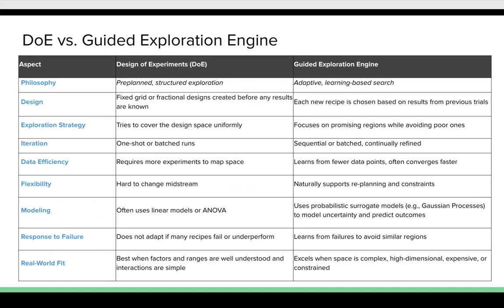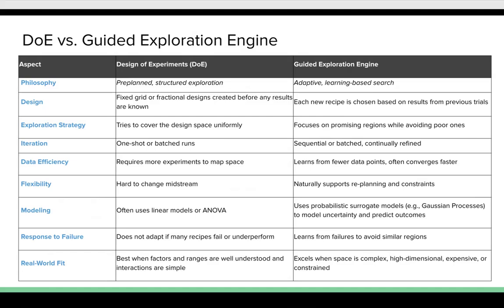Whereas in active learning, you're trying to focus on promising regions while avoiding the poor ones. And that's very intelligent, because if you know something is not going to work, there's no point wasting time and effort understanding that area better. You'd rather focus on things that you might not know much about, but are likely to be better. And that's where you focus all your time and energy.